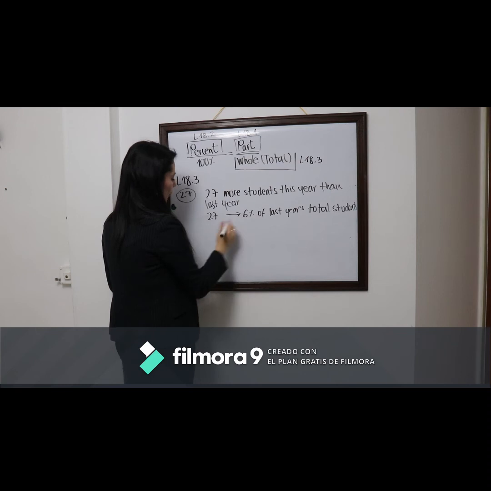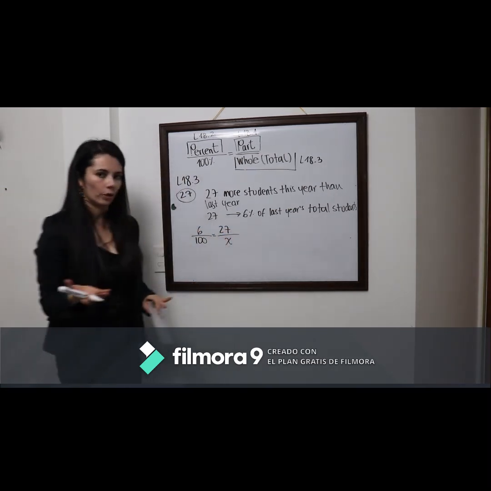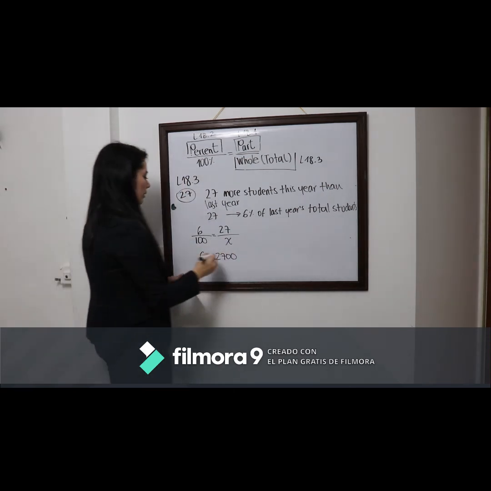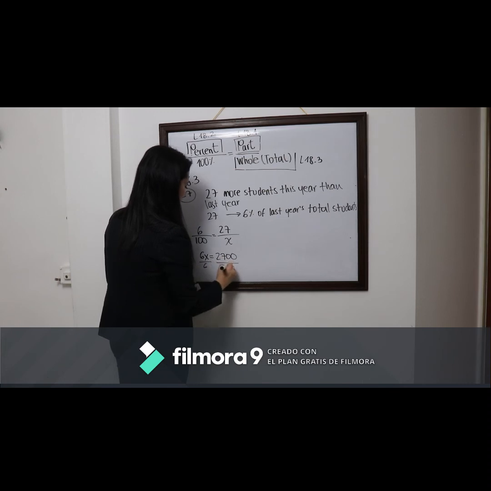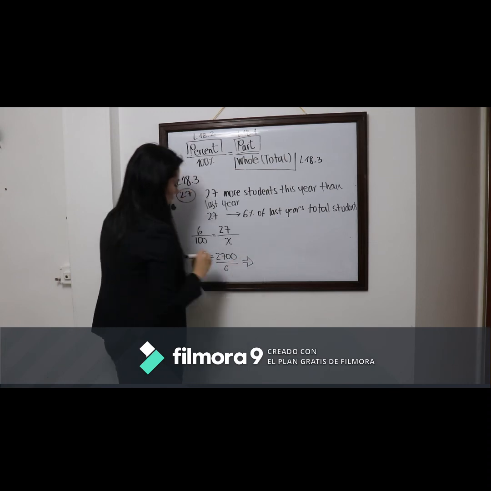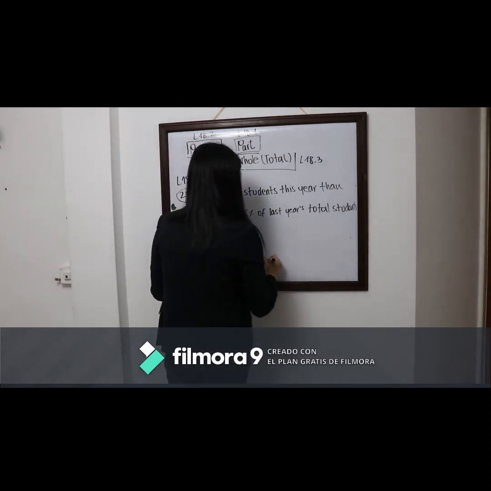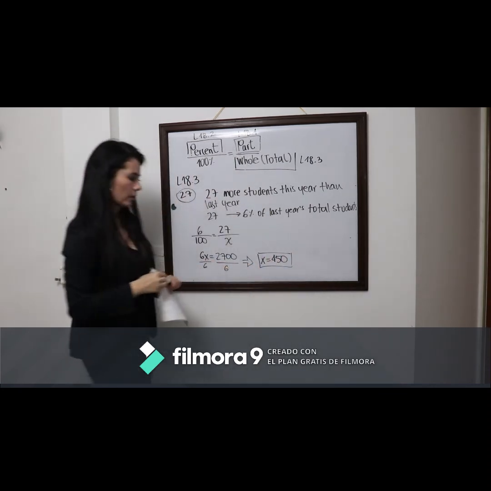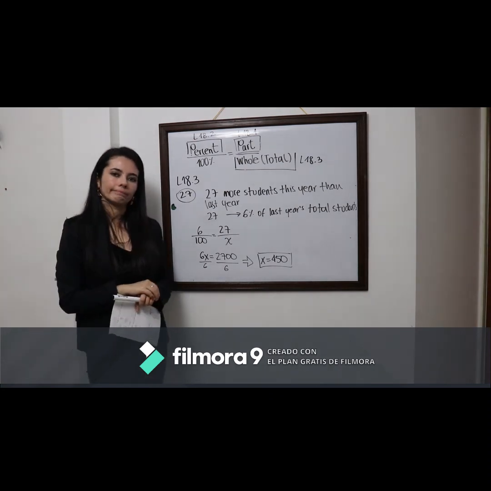So that percent is going to be 6, and that is going to be out of 100 for sure. We know 27 is the corresponding part to the percent, and then we don't know the total, which is the total of students. We're gonna have this cross product, which is gonna be 6x equals 2,700, and then we just divide by 6, which makes it 450. Okay? And so that is the answer we want to get.